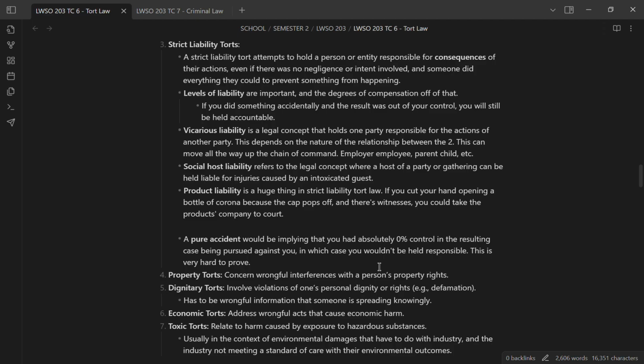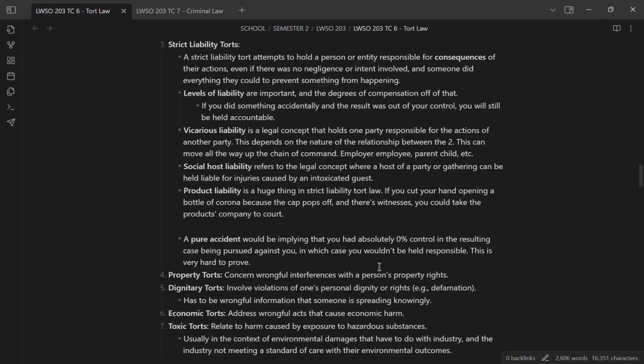This can get very complicated and very convoluted, and for that reason, levels of liability are considered, and they are important. And degrees of compensation, when you're bringing a case forward, rely on that level of liability in strict liability torts. So, again, if you did something accidental and the result was out of your control, you will still be held accountable, but there's levels to it.